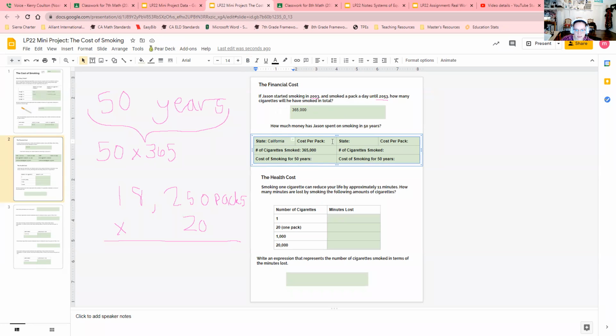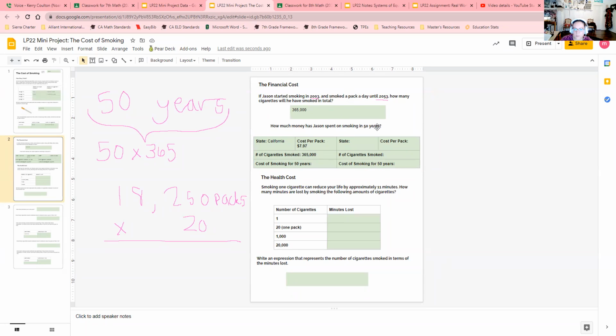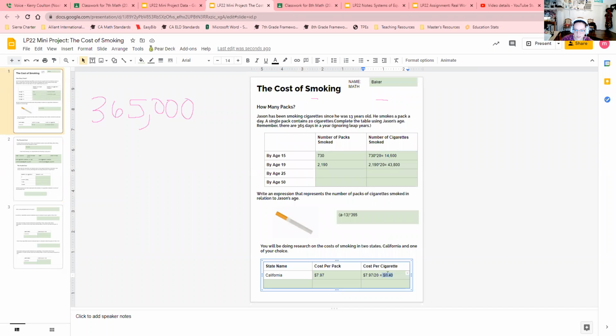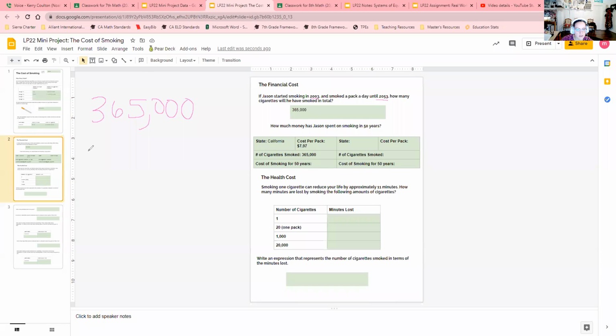So California is our first state. Cost per pack, we figured out on the last page. We looked at our table. It was $7.97 per pack on average in California. So we want to figure out how much money he has spent on smoking for 50 years. How much do those 365,000 cigarettes actually cost us? That is how many cigarettes he has smoked. Each cigarette in California, if we look back on the first page, we found out costs 40 cents. So 365,000 times 0.40.